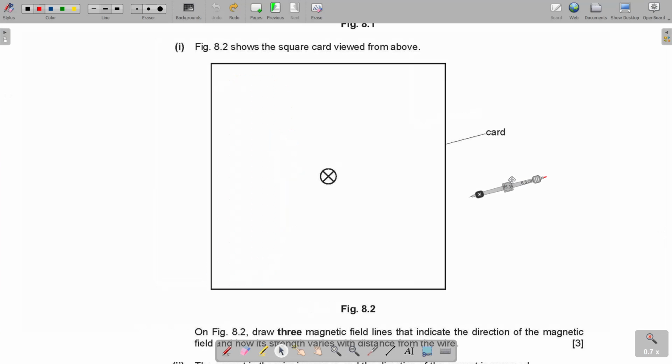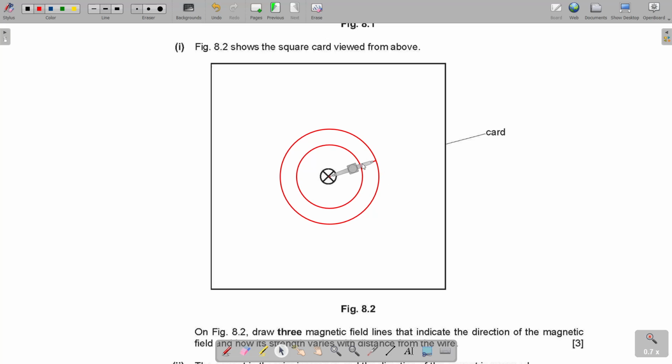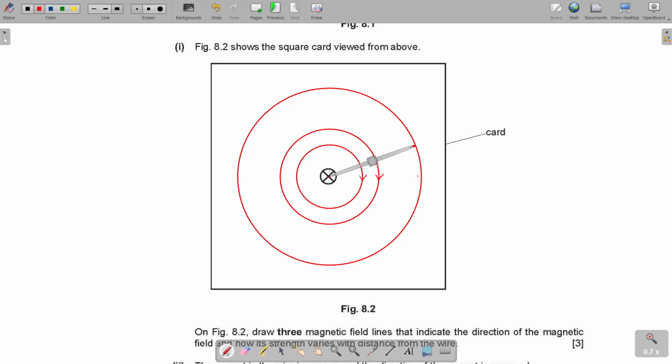In order to get all marks, we need to use a compass to draw the circles from the center of the current, or the center of the X marking in the diagram. And to represent the strength, we draw one circle, and the next one is close to it. So that's the second field line, concentric circles, and another field line, but much further away, to represent that the strength is decreasing by increasing the spacing between the field lines. And now we add the direction, which was clockwise, that we got using the right hand grip rule. So this is the shape of the diagram.